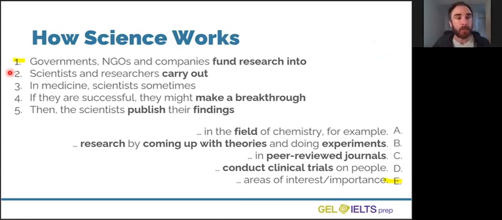Number 2, which of these options completes sentence number 2? Scientists and researchers carry out what? Look at the next question below this video and choose the correct option.